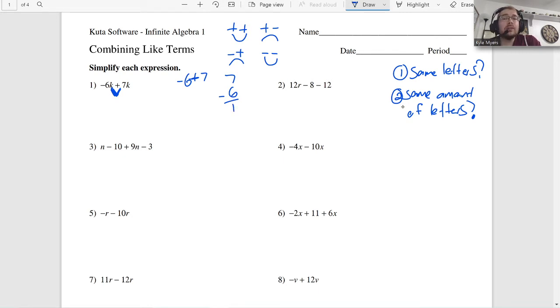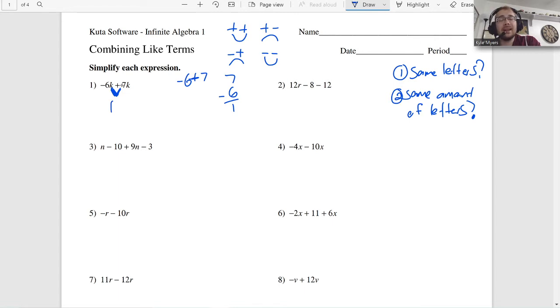Now, do I need to change the sign on the 1? We talked about this in another video as well. Negative 6 plus 7 is actually the same thing as 7 minus 6 because the 6 has the minus in front of it and the 7 has the plus in front of it. If there's no sign, there's a plus. So this is 1. Now, what does that have to do with negative 6k plus 7k? Well, negative 6 plus 7 is 1.